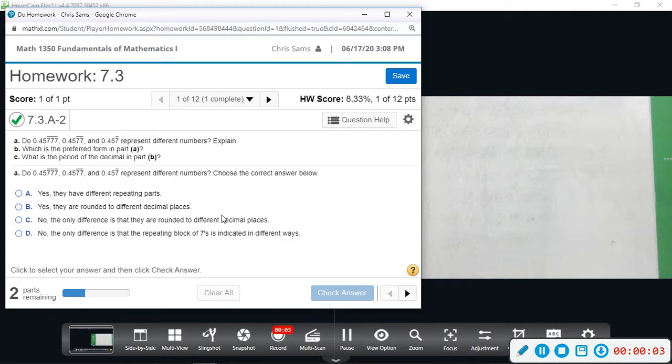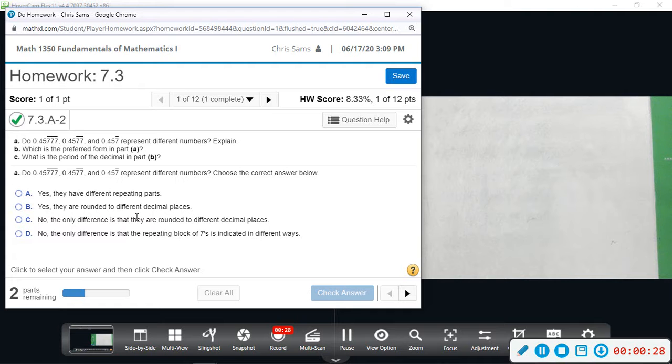Alright, 7.3, we're going over repeating decimals. This first question has 3 parts. So A, we're seeing 3 different numbers, and we want to know, do they represent different numbers? So we're just seeing a different number of repeating 7s. However, these would all be the same. So I would say no, these are not different.